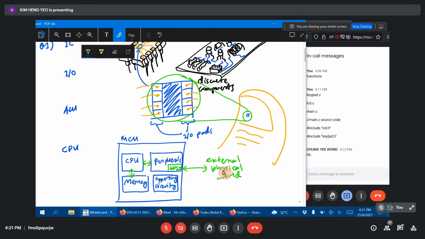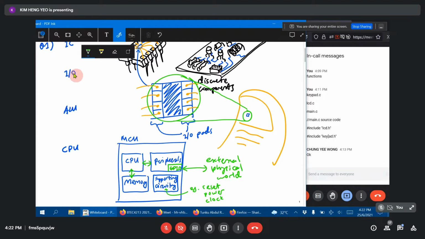Now, supporting circuitry is, for example, your reset circuitry, your power management circuitry, and your clock circuitry. These are the supporting circuitry, basic ones. Must have one. You have the circuitry to regulate and stabilize the voltage, regulate and stabilize the clock signal from external oscillators, or there might be an internal oscillator, and you also have a reset circuit to handle the external reset input to the microcontroller.